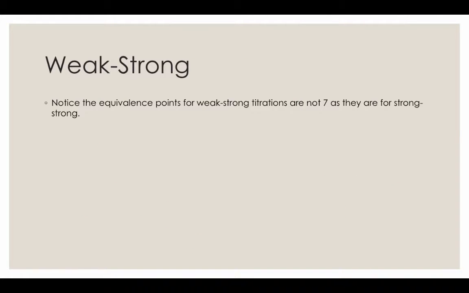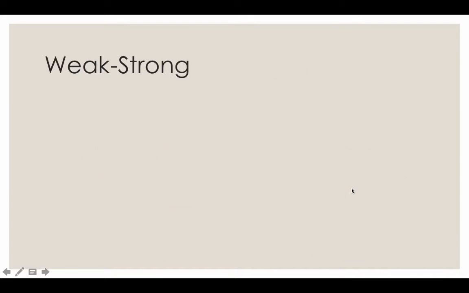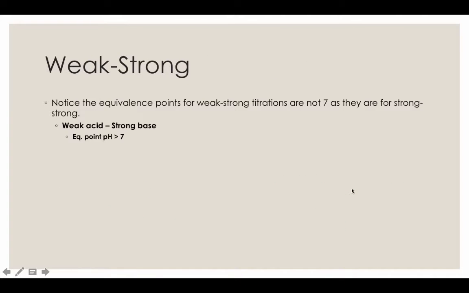It's also interesting to note that the equivalence points for a weak-strong titration are not 7, as they are for a strong-strong titration. Looking back at the titration curves from the previous slide, we see that this weak base titration has an equivalence point below 7, and our weak acid titration has an equivalence point above 7. Let's consider why this is.